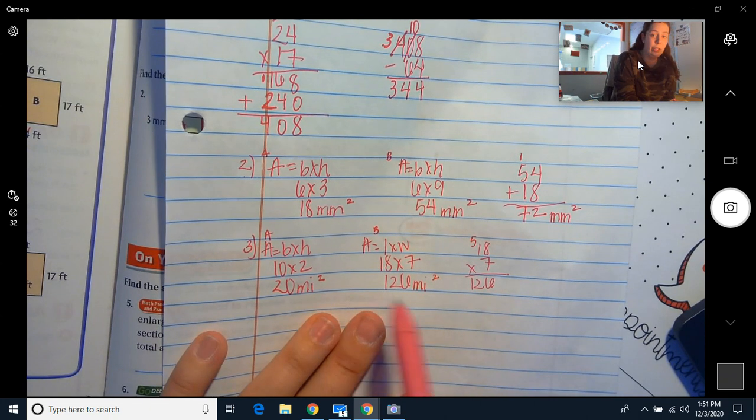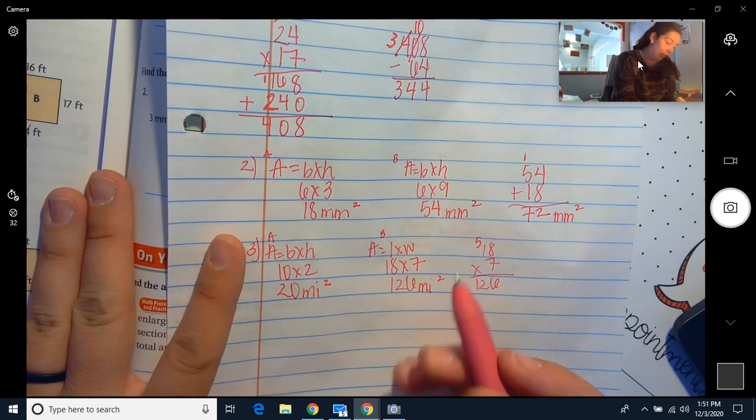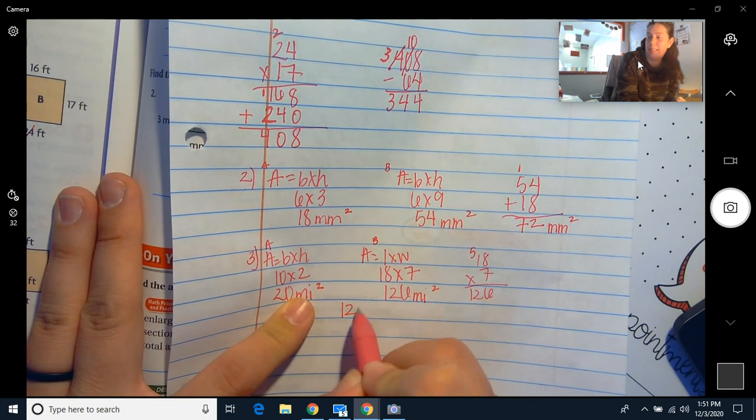Now, what do I do with these two? I add them together. So 126.